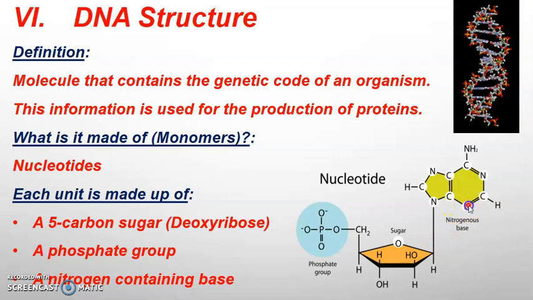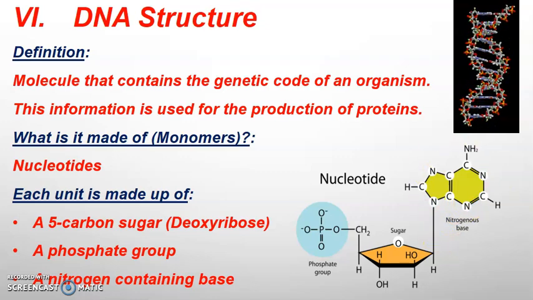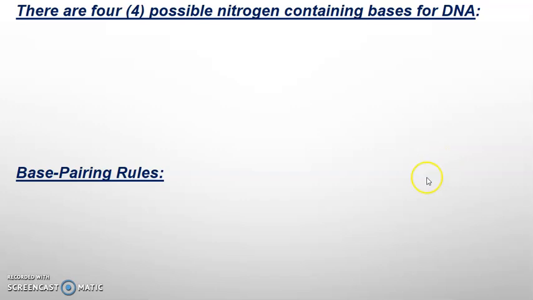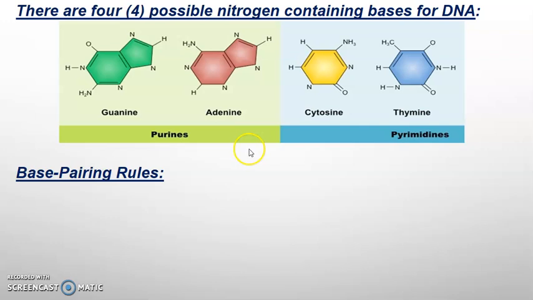Now let's expand on the possible nitrogen bases here. There are in all DNA, so for any organism on Earth, I don't care if it's chimpanzee, baboon, human, COVID, all organisms, all structures that use DNA will use 4 possible nitrogen-containing bases. And they are as follows, in no particular order. We have adenine and guanine, and then cytosine and thymine.